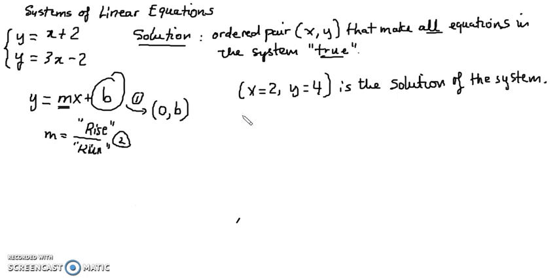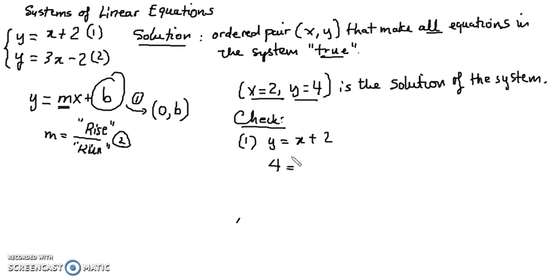Now you need to check this. Checking is pretty easy. You need to check both equations. Let's name this equation 1 and this equation 2. You just have to plug x equal to 2, y equal to 4 into each. Let's check with equation 1: y equal to x plus 2. So y equal to 4 equals 2 plus 2, and we have 4 equal to 4. So this is true.